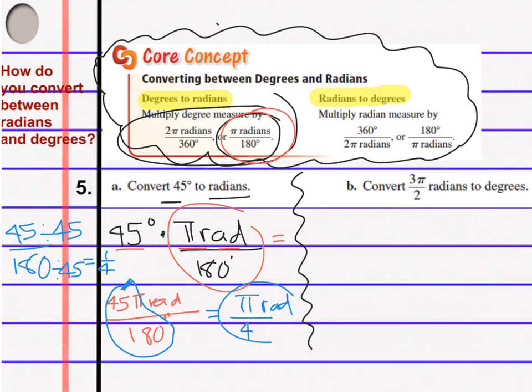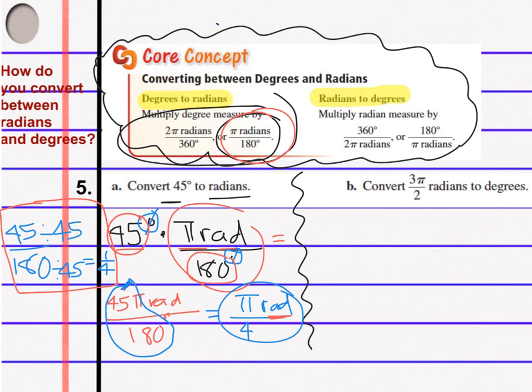So the degrees canceled out because I had a degree on the top of my fraction and a degree on the bottom. So those canceled. What did I have to do? I had to take my fraction 45 over 180 and simplify or reduce that. And then my units are radians. So pi over 4 radians. You cannot be putting these as decimals, 0.25. They need to be in fraction form.